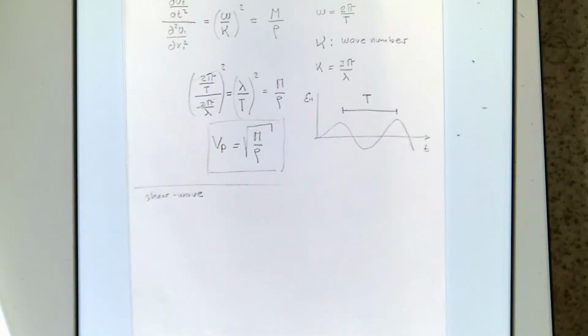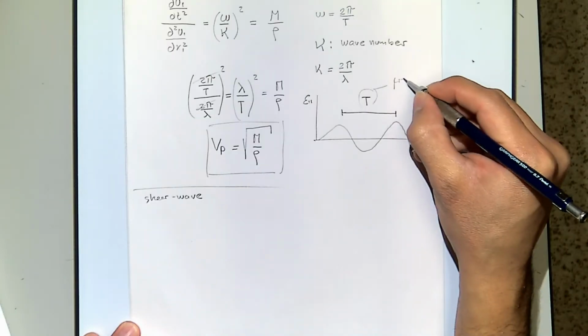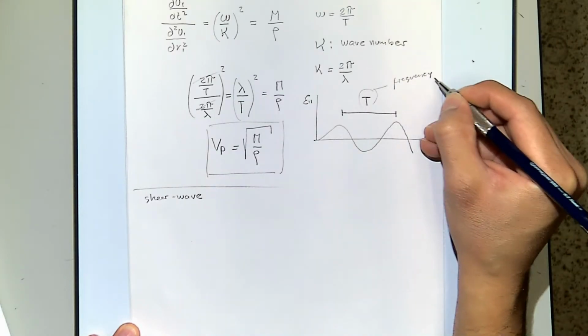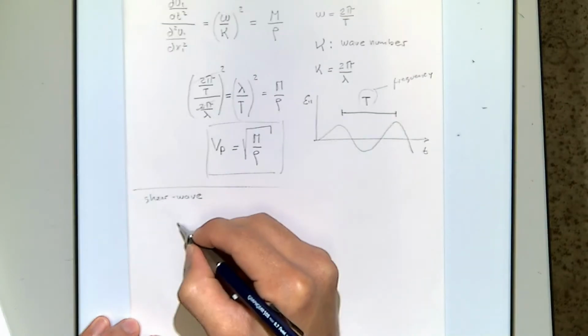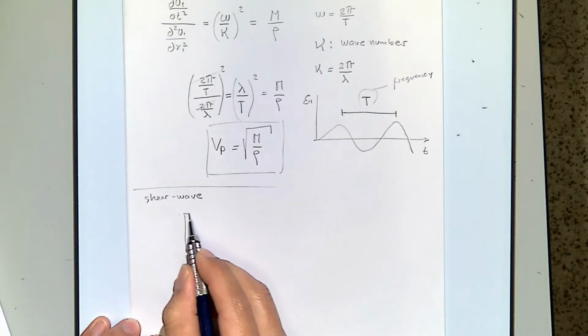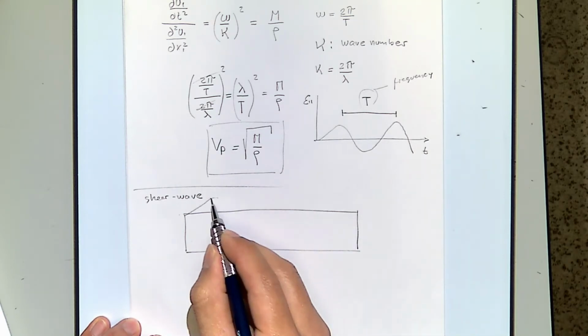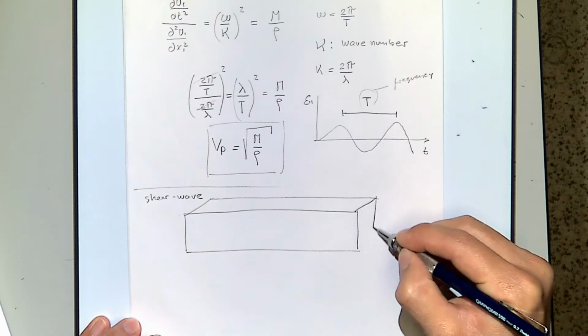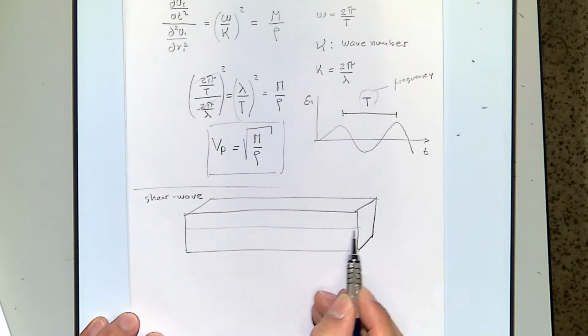For the shear wave, it's going to be very similar. And please remind me to talk about frequency later on. Okay? But instead of having displacements in direction 1, now we're going to have displacements in direction number 2, but propagation of the wave in direction number 1.